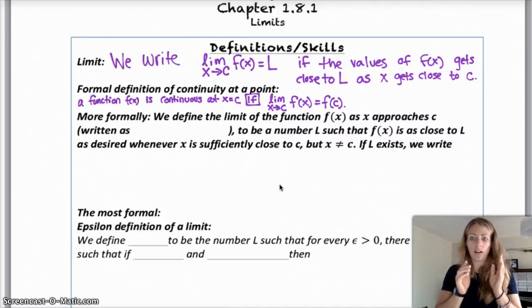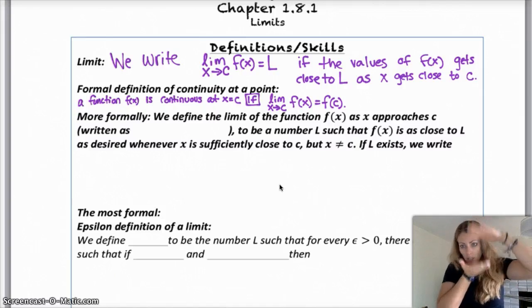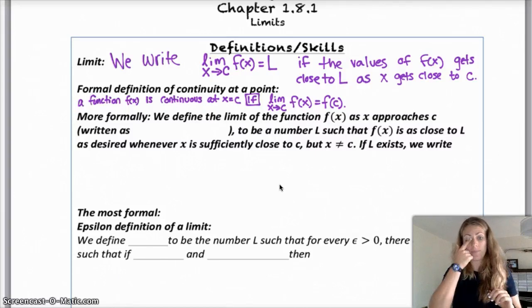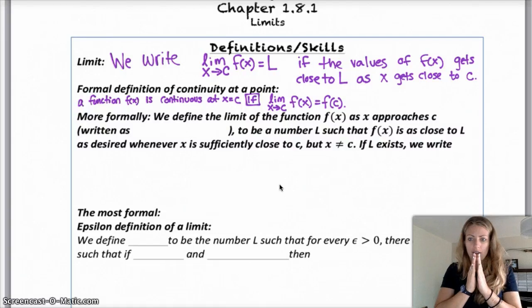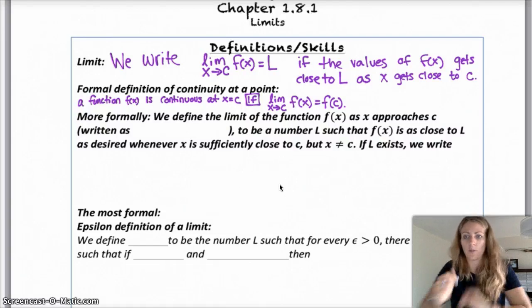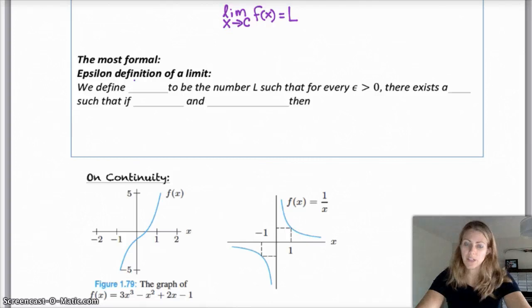if whenever I get closer to the x value, so whenever I get closer to c, I can also get closer to the y value as well. And the closer and closer I get to the x value, the closer and closer I get to the y value. Now here's the doozy.